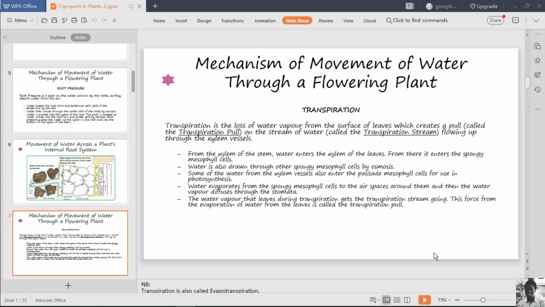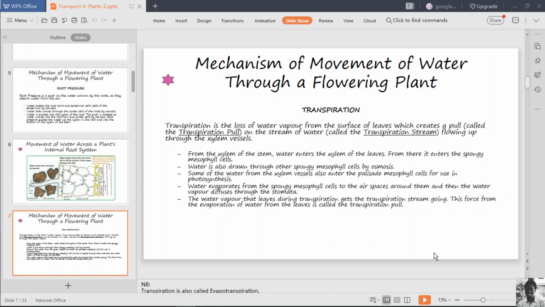So from the xylem of the stem, water enters the xylem of the leaves. From there, it enters the spongy mesophyll cells of the leaves. Water is drawn through other spongy mesophyll cells by osmosis also, from one spongy mesophyll cell to the next. Some of the water from the xylem vessels also enters the palisade mesophyll cells for use in photosynthesis. Remember, water is a raw material in photosynthesis.